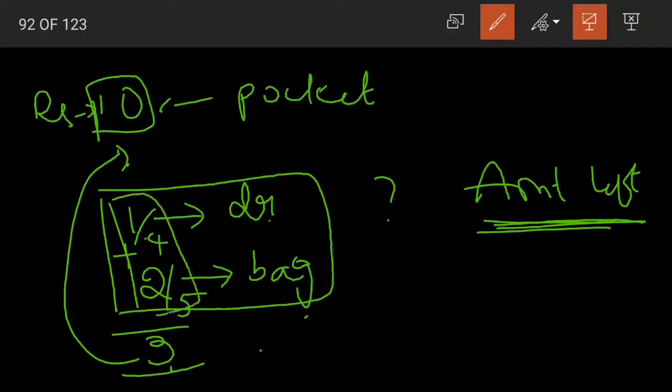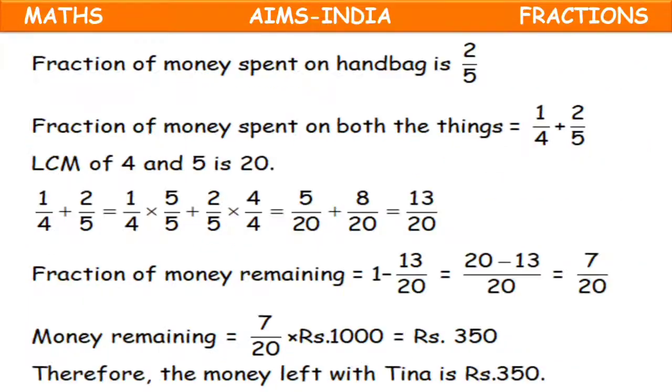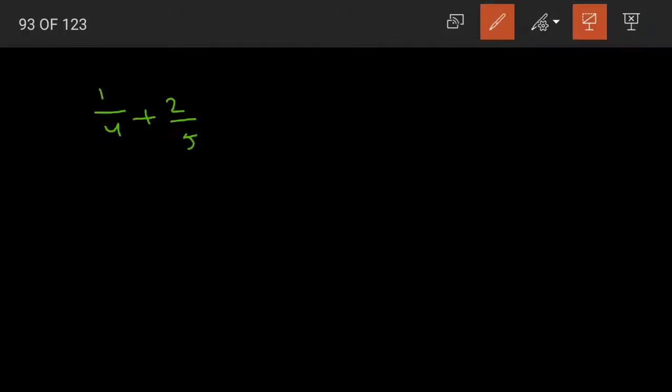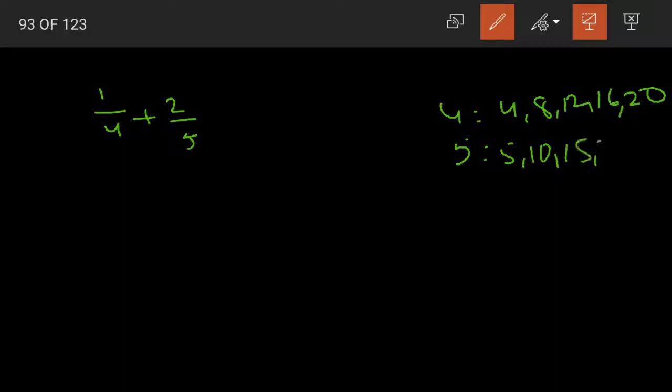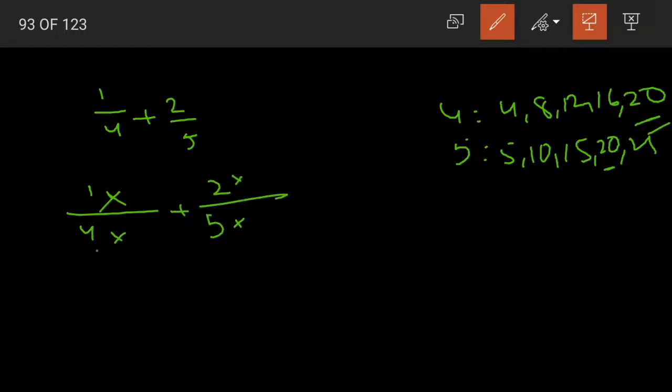Add both the fractions, 1 by 4 plus 2 by 5. Now here children, these are unlike fractions, right? So we need to find out the LCM. The multiples of 4 are these and the multiples of 5 are these. What is the LCM here? 20 is our LCM. So we need to represent these two like fractions with 20 as a denominator.